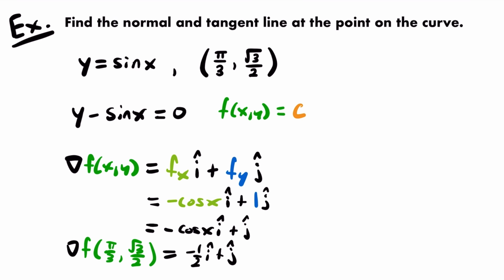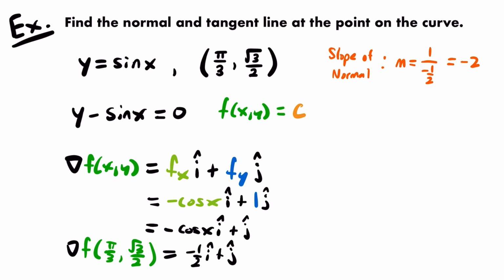Okay, so from this vector, the y component is 1, the x component is negative 1/2. So the slope of the normal vector would be m is equal to the y component of 1 divided by the x component of negative 1/2. And that will give you negative 2.